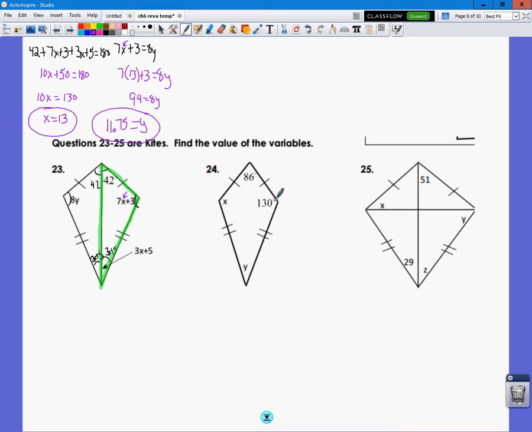Number 24 is a little bit easier. The two angles that are between the two non-congruent sides are equal. So I do know that x is equal to 130 degrees. I also know that there's 360 degrees in any quadrilateral. I've used 130, 130, and 86. So I know whatever y is equal to is 360 minus my total here, which is 346. So y is equal to 14.